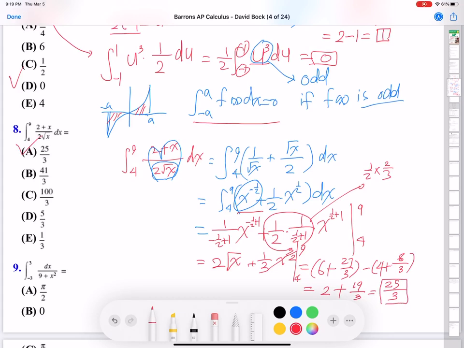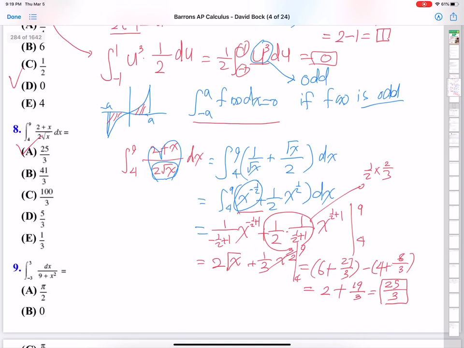A is the answer. It is not substitution. You just separate the fraction into two fractions because it has only one term in the denominator. Okay, number 9.